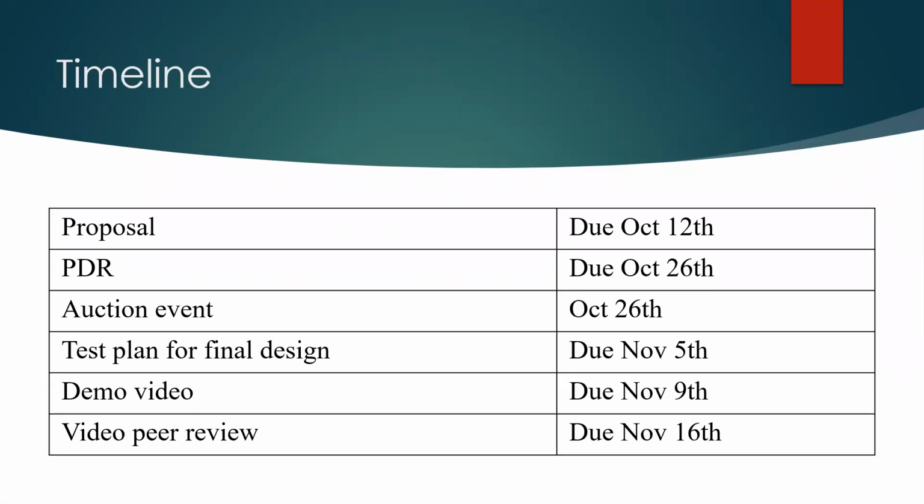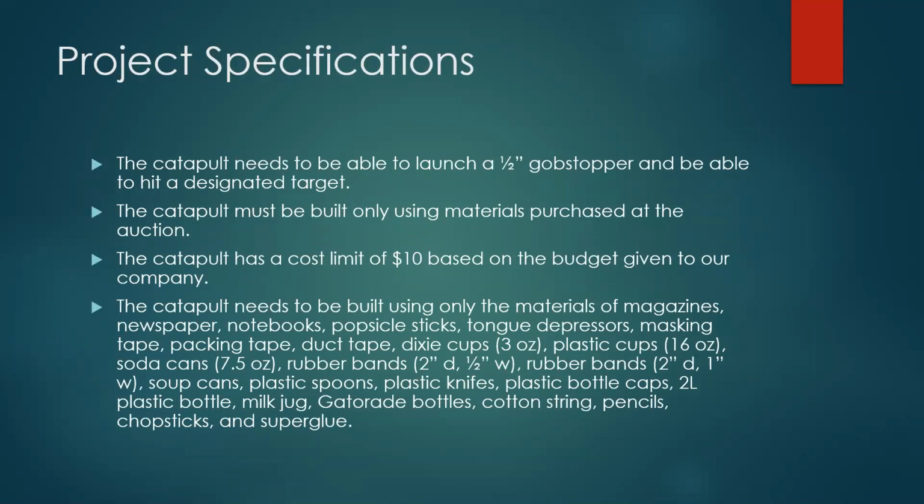This is the timeline of all the due dates and events. The project specifications were that the catapult needs to be able to launch a half-inch gobstopper and hit a designated target, which was a spot on the ground. The catapult must be built using only materials purchased at the auction, with a cost limit of $10 based on the budget given to our company.